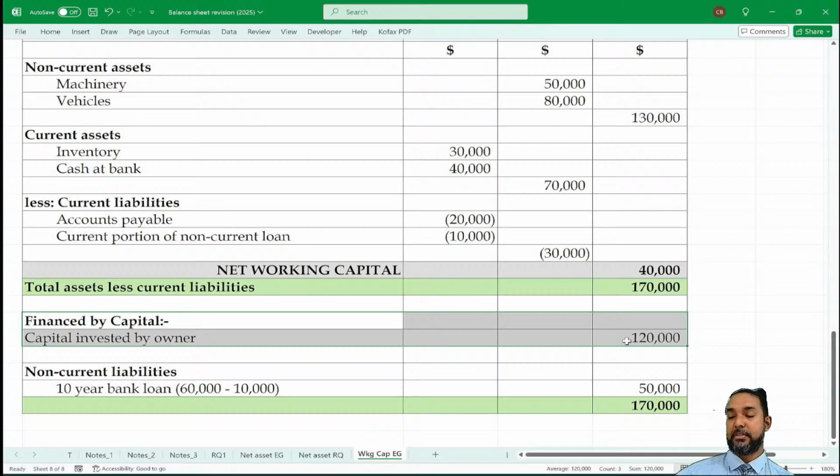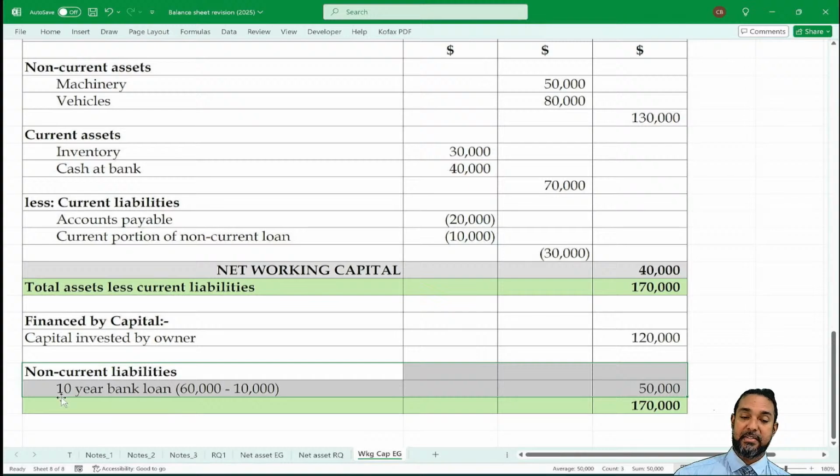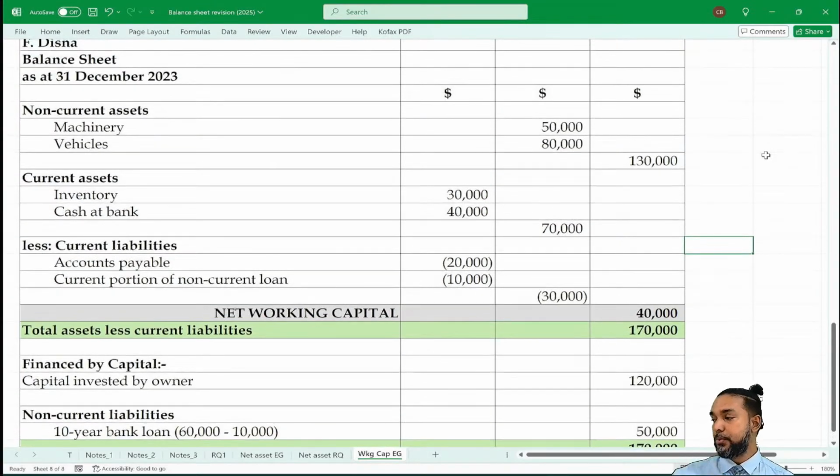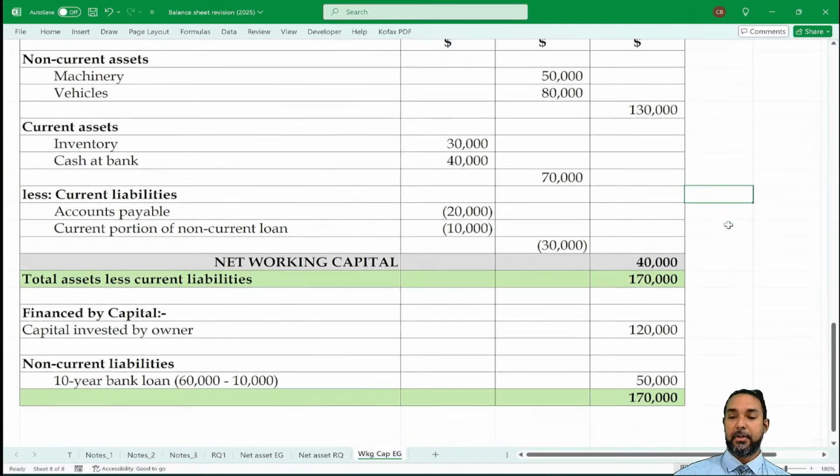The capital is going to be there almost indefinitely. There's no set date by which the owner will take out his or her capital or by which it has to be repaid, hence long-term, right? And then for the non-current liabilities, as you can see, it's 10 years. So it's going to be there for quite some time. All right, so this is where we kind of ended on Monday. So what we need to do, of course, is practice a couple versions of this.